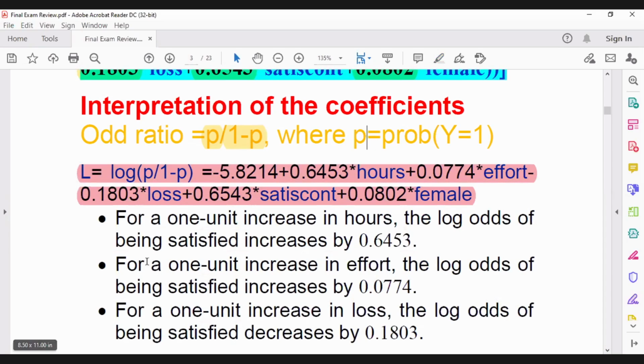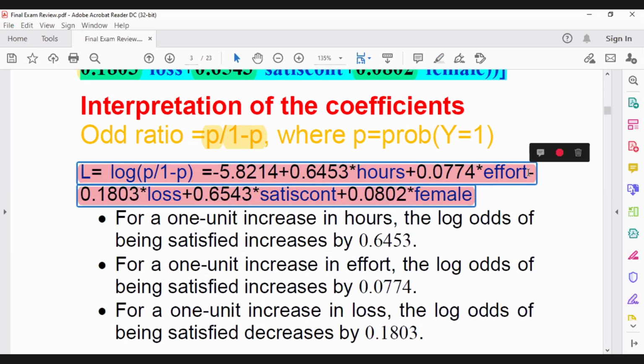For the second one, for a 1 unit increase in efforts, the log odds, meaning the log of P over 1 minus P, of being satisfied increases by 0.0774. For loss, for a 1 unit increase in loss, the log odds, meaning the log of P over 1 minus P, decreases by 0.1803 because we got a negative number. This is a negative number.